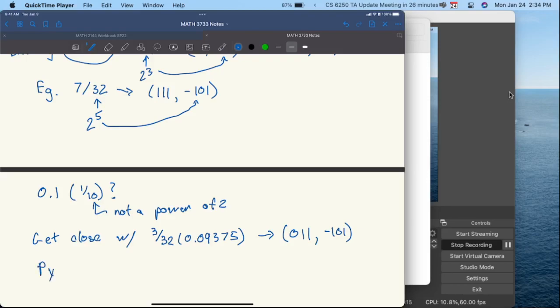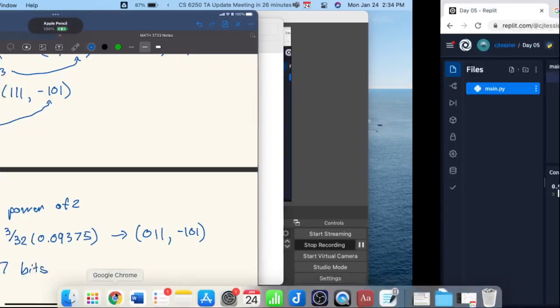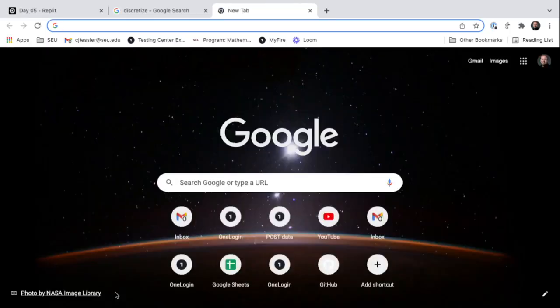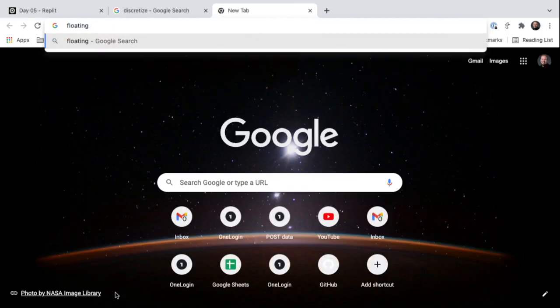Python uses about 57 bits to represent it. So again, its precision is pretty close, but it's still not perfect. So that's why floating point errors occur. It's something you need to be careful of, especially if you ever deal with, let's see, floating point catastrophes.